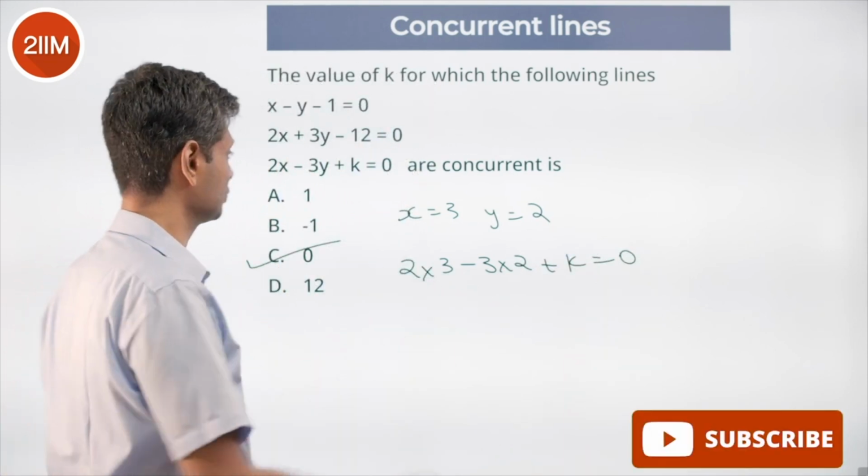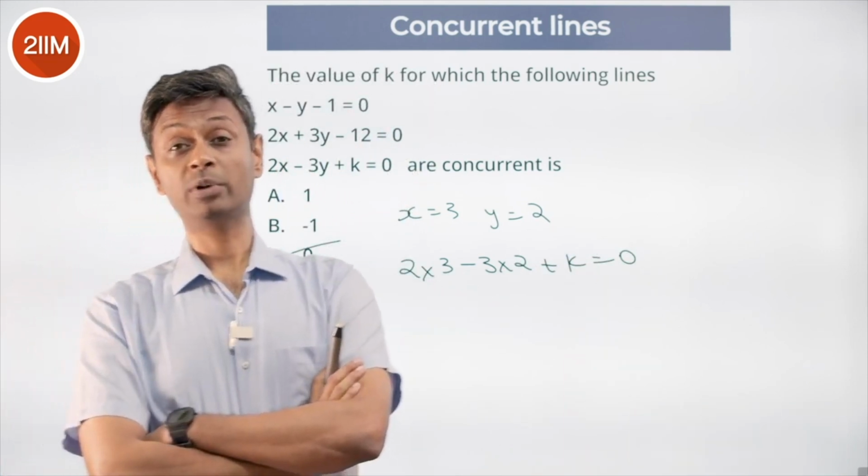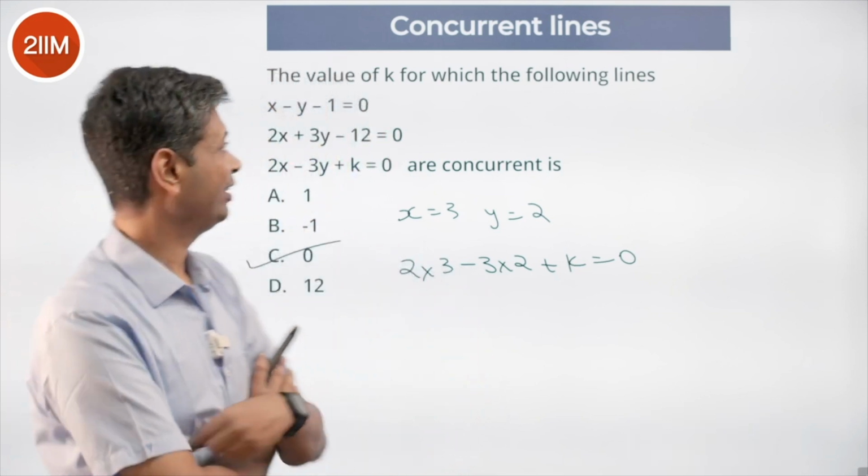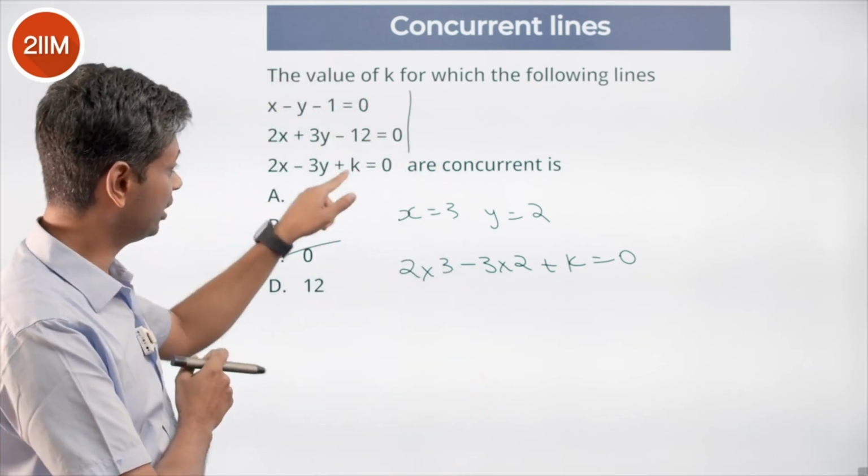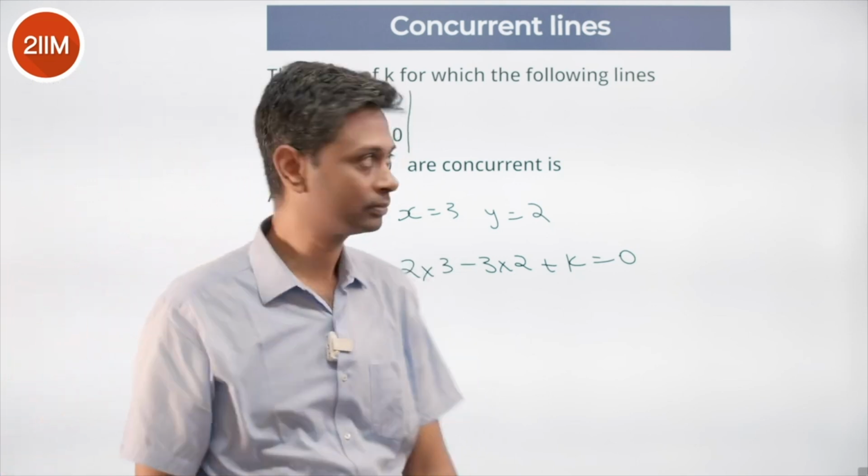K should be 0. If three lines are concurrent, they should have a common point. All three pass through the same point. Find the point these two pass through. Substitute that here, it should work. Find k. K is 0. 3b.